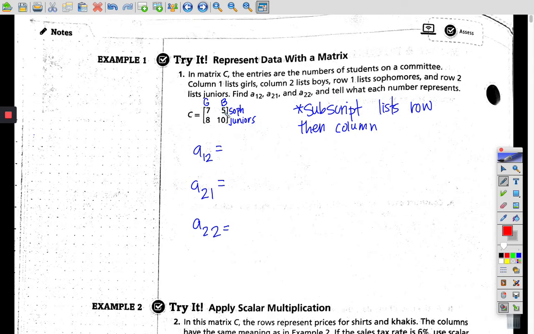The number 2 represents the second column. So first row, second column. So A subscript 12 represents 5 sophomore boys.